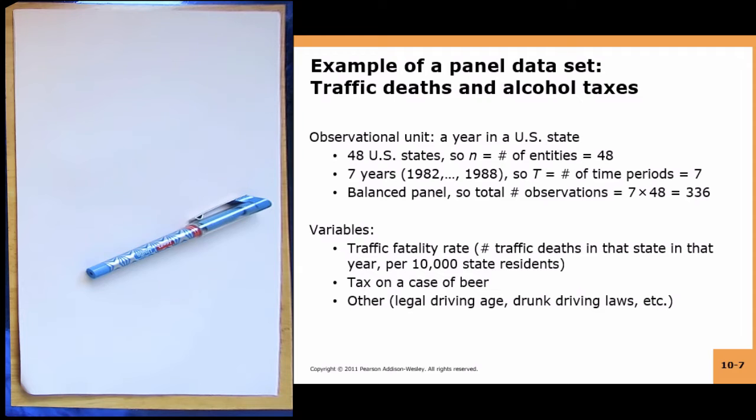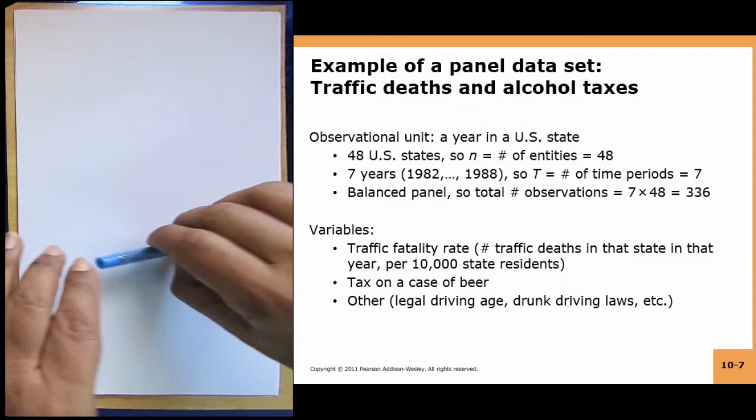So if the government is trying to look at different policy measures, one of the measures they can consider is increasing alcohol taxes. What do we do in order to see whether there is in fact a causal relationship between alcohol taxes and traffic deaths? We look at data from 48 US states. That is, the number of entities is 48, and we look at two variables from these 48 US states over 7 years. So we have data for 1982, 1983, and so on, up to 1988.